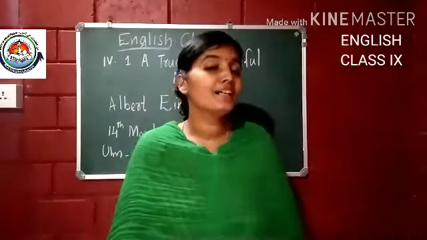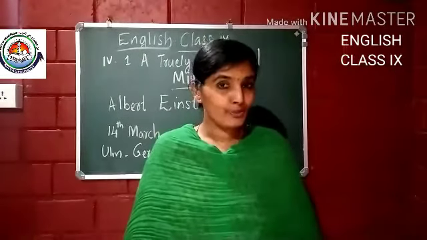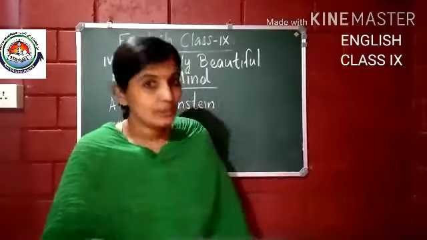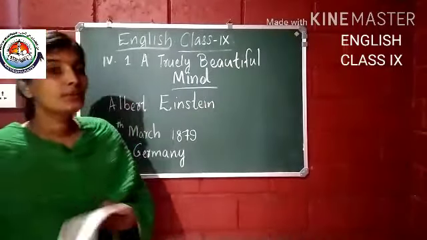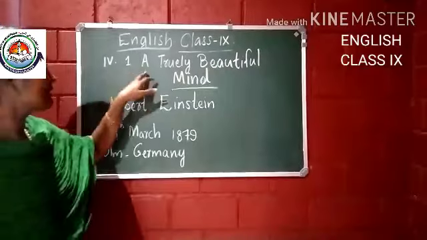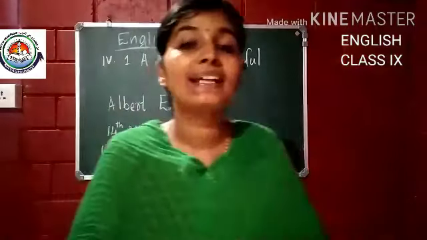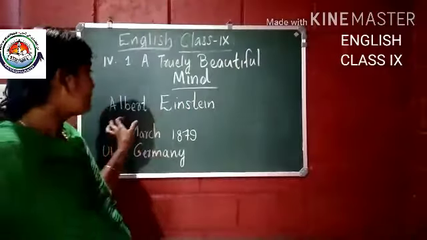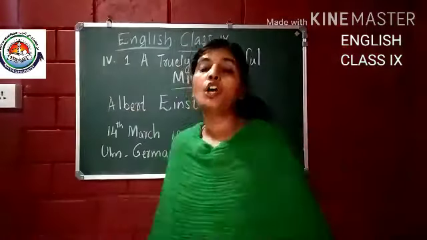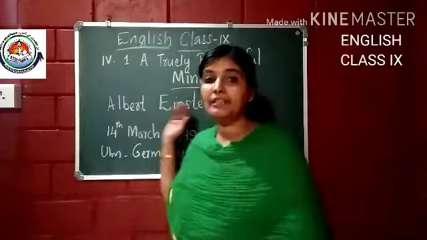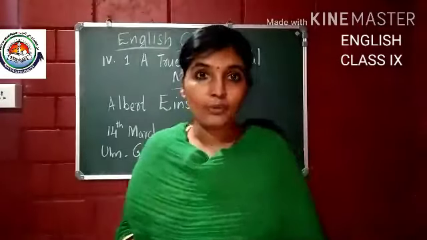Hope you understood the beautiful poem Rain on the Roof. And we are going to the next lesson, unit number 4, and the first lesson, A Truly Beautiful Mind. This is about a great legend, Albert Einstein. Hope you know the great legend Albert Einstein. We're going for the lesson now.